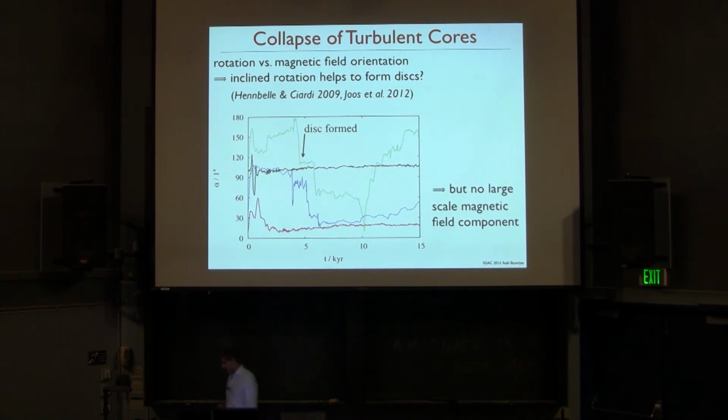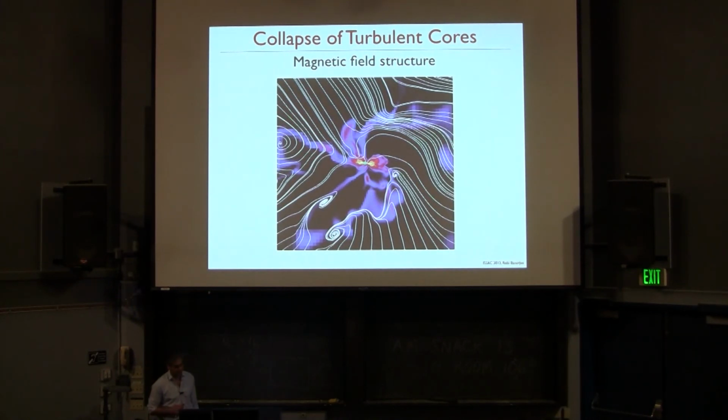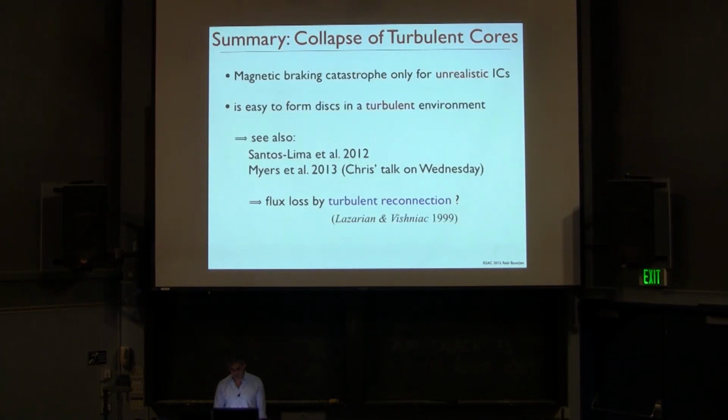But again, I want to note that it is tough to define something like a large-scale magnetic field which you can then compare with the spin axis of your disk, because you have essentially lost your nice large-scale magnetic field, as shown here. So it's everything but trivial to do this comparison.